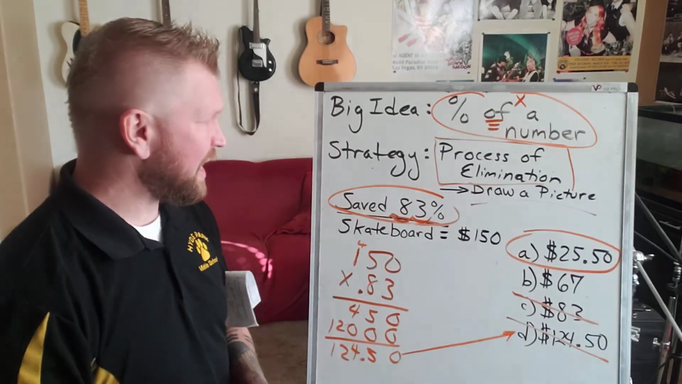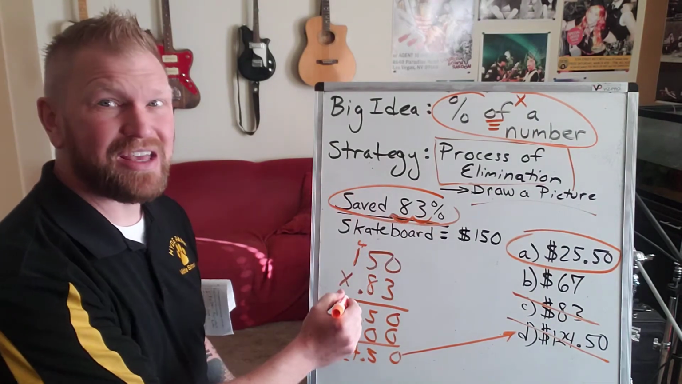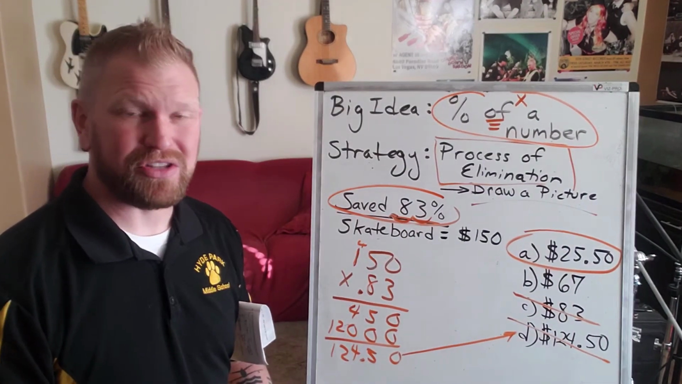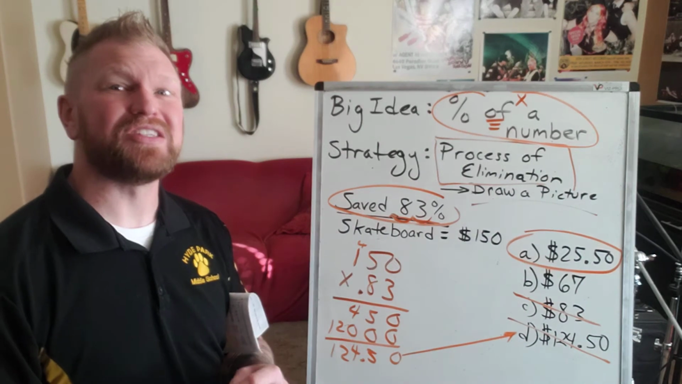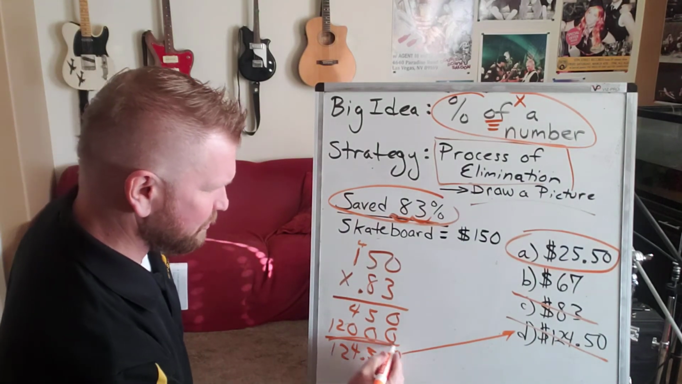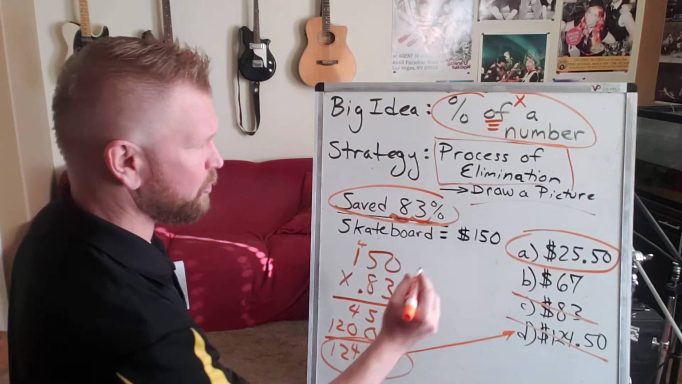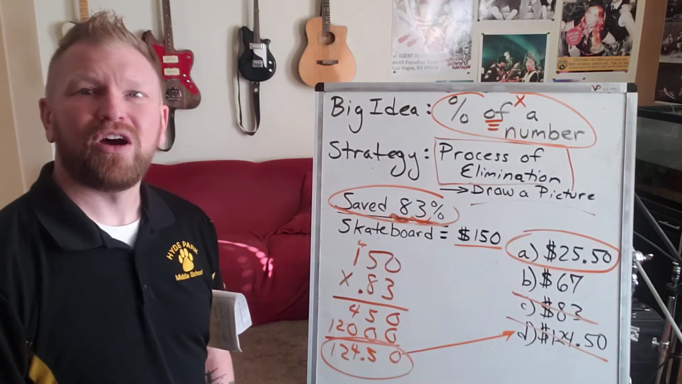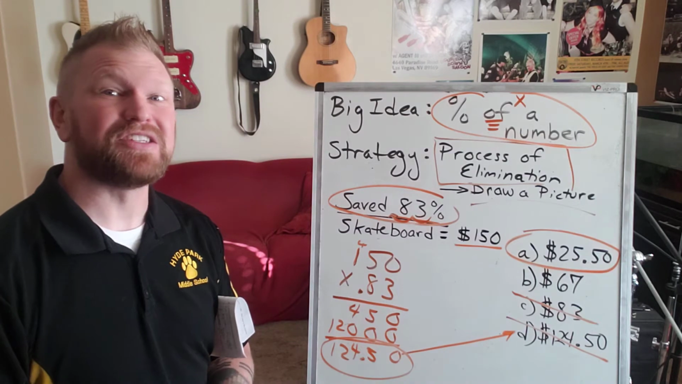But that's because 83% is how much he's already saved. We're not supposed to find out how much he's already saved. We're supposed to find out how much he still needs to save. So if we know how much he saved, which is this much, and if we know how much the skateboard costs, which is this much, what can we do now to figure out how much he still needs to save?